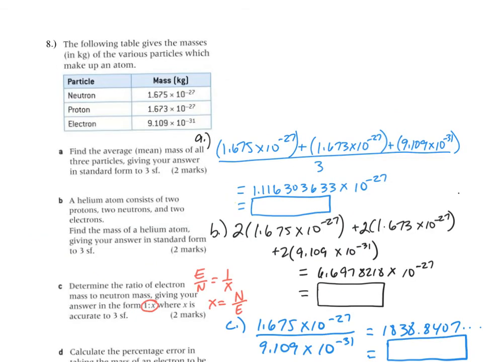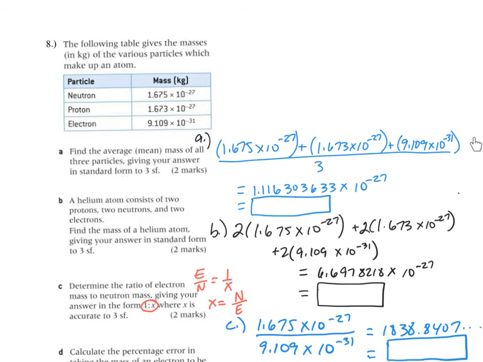So now let's take a look at some problems that involve putting numbers in standard form just to make it easier to work with. Number 8 says the following table gives the masses in kilograms of the various particles which make up an atom. So here are our particles, neutron, proton, and electron, and here are the masses. Letter A says to find the average or the mean mass of all 3 particles, giving your answer in standard form to 3 significant figures.